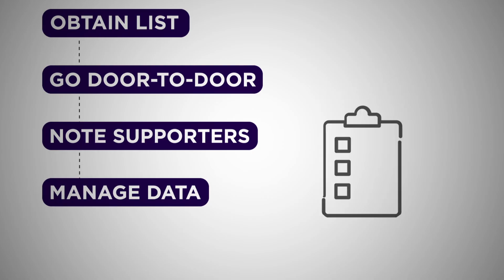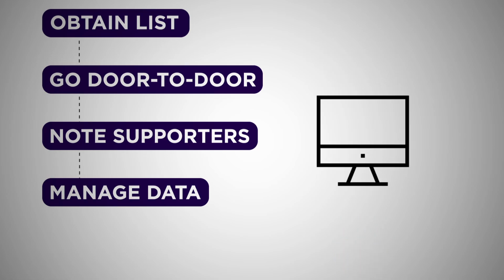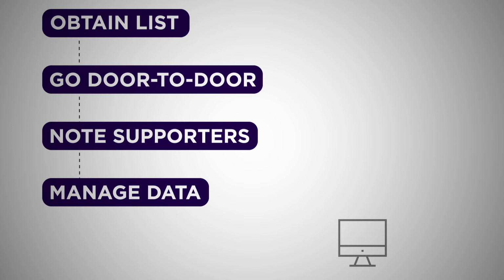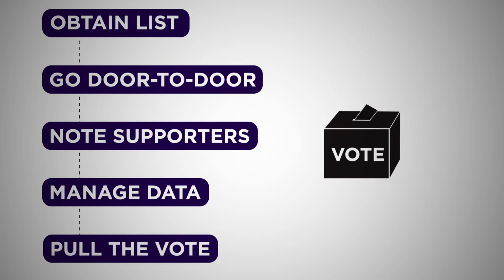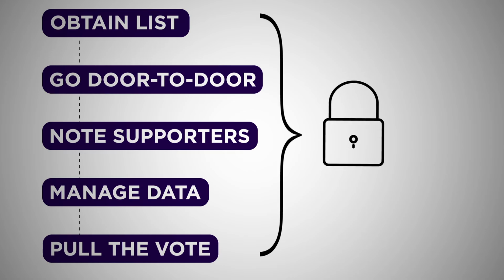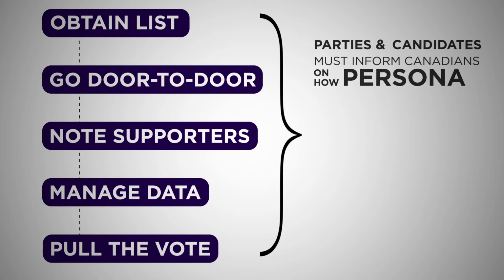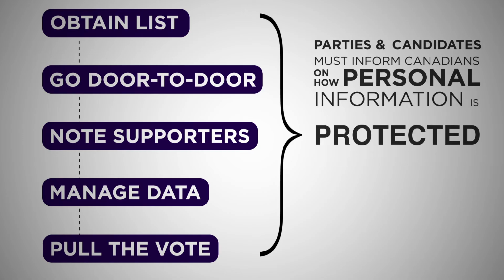With tens of thousands of voters in a district, the campaign team will need people and software to organize the information about who voters intend to support. Campaigns will then use that data to pull the vote. It is the responsibility of candidates and parties to protect the personal information they have under their control. Political parties must inform Canadians on how their personal information will be collected, protected, and used.